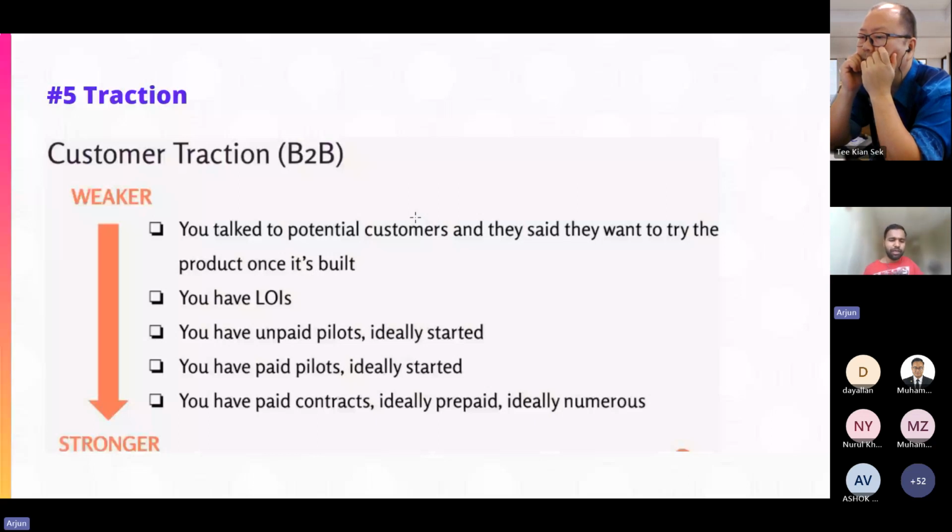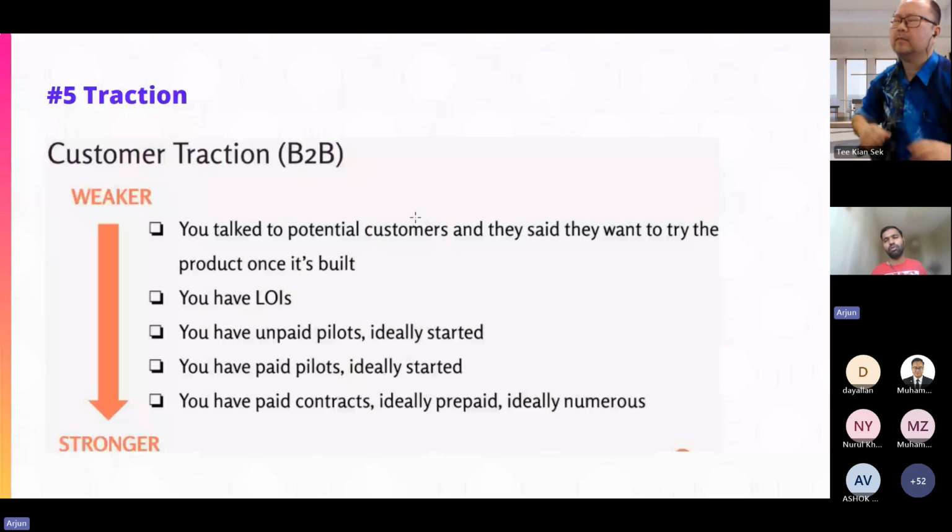So what is B2B here? B2B is business to business. See, again, if you are running a startup, you can sell your products to a business, or you can sell your products to customers like normal people, right?